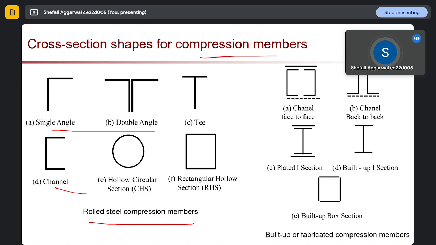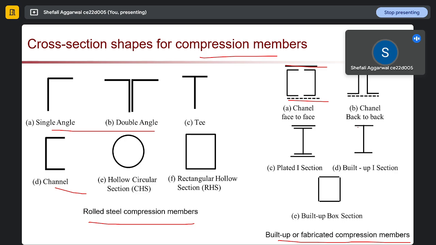If we are having a built-up section or fabricated compression member, then what all can we fabricate? We can have channel section face to face, and they can be connected by other members. And then we can have channel section back to back, which are again connected by other members. And then we can have plated I section, one I section which is plated on both sides, or we can have built-up I section.